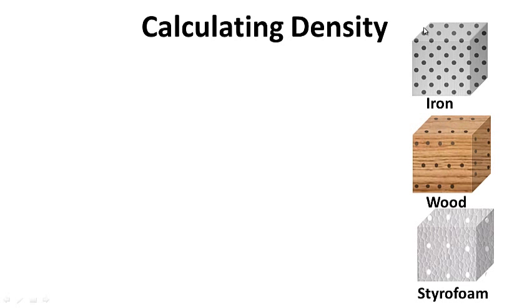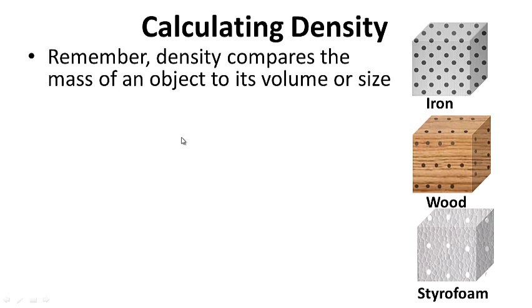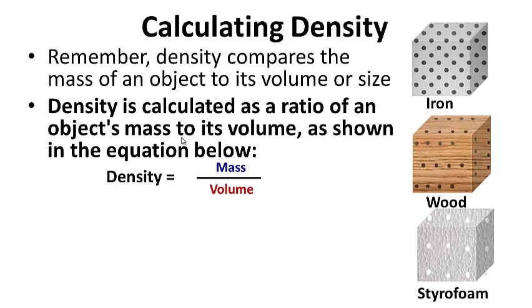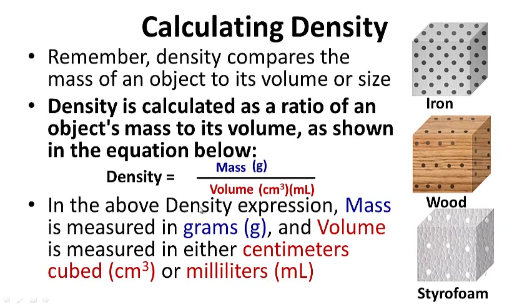So, calculating density. Remember, the density compares the mass of an object to its volume or size. Density is calculated as a ratio of an object's mass to its volume, shown in this equation. Density is equal to mass divided by volume. In the above density expression, mass is measured in grams, abbreviated by lowercase g, and volume is measured in either centimeters cubed, abbreviated cm cubed, or milliliters, abbreviated mL.